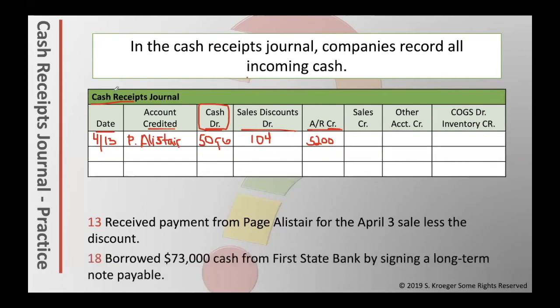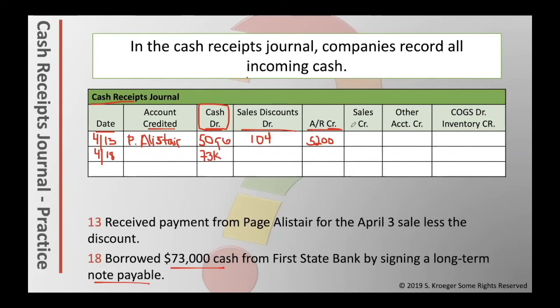The next entry we have is on the 18th of April, 4/18. Borrowed $73,000 cash from First State Bank by signing a long-term note payable. What would this entry normally be? We're receiving cash. Why? Because we have a note payable of $73,000. It would be cash and then notes payable. That would be the debit and the credit. The debit of cash, $73,000, and the credit would go to notes payable instead of accounts payable.